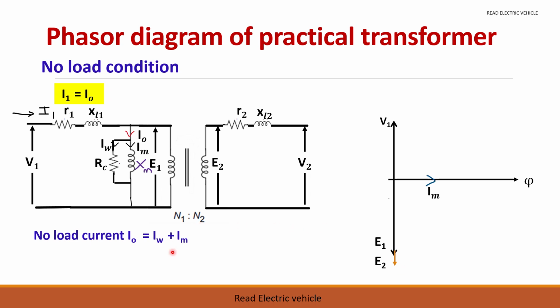Now, the no load current has two components, IW and IM. IM is the magnetizing component, that is, it is an inductance. So this current through Xm will be lagging the voltage by 90 degree. So it is along this line. And this is a resistor. So current will be in phase with this voltage. So IW will be here. The resultant of these two will give you the no load current I0.